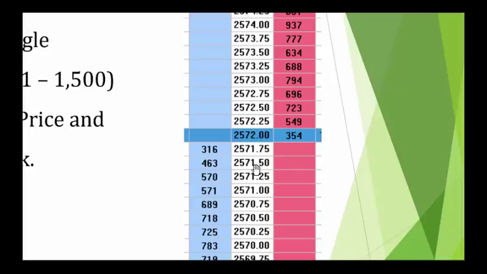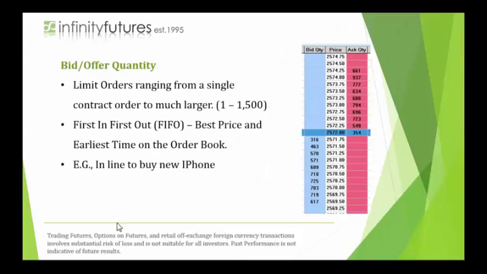That suggests a liquid market, and the numbers being in the hundreds here on the limit order side also suggests a liquid market, which is good for transaction costs, and it's good with respect to the ability to get out of a position when you really have to. So just to recap this point, first in, first out, or FIFO.